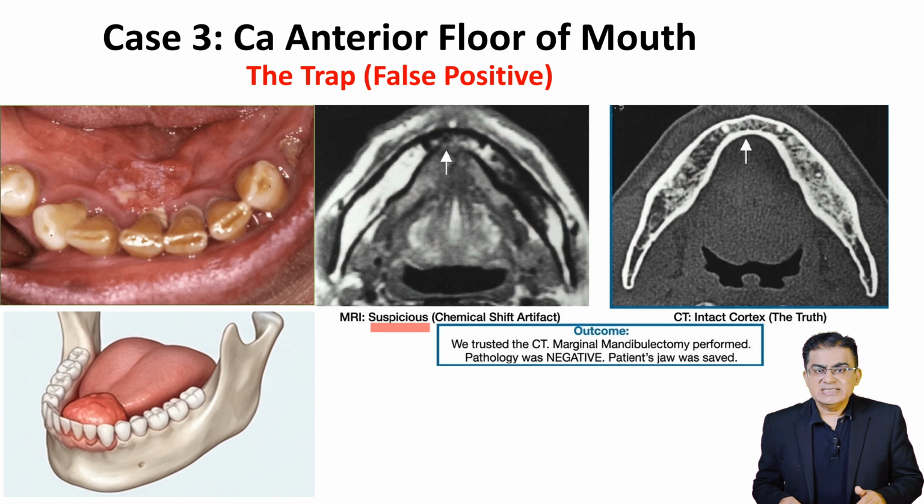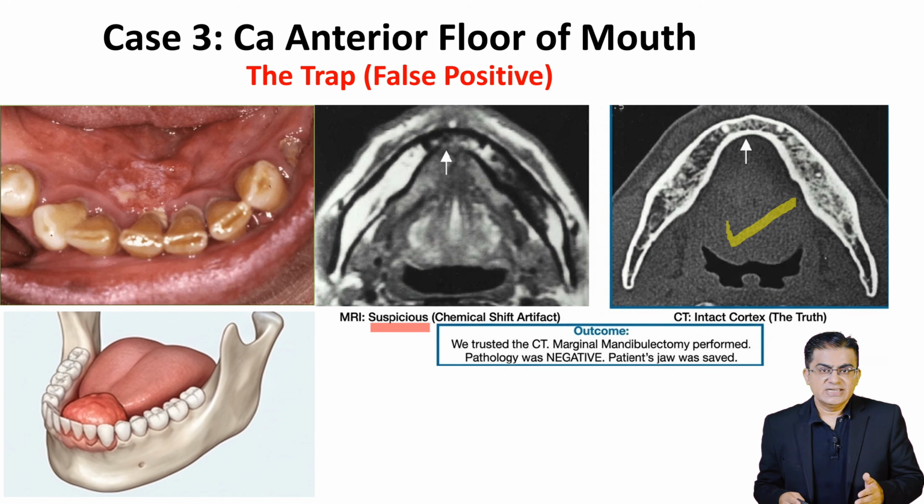The answer lies in that evidence table I showed you 5 minutes ago. The sensitivity of picking up bone involvement is similar for both MRI and CT scan. But CT has a higher specificity. So whenever you are in doubt about bone invasion, who will you trust? You trust the CT scan.